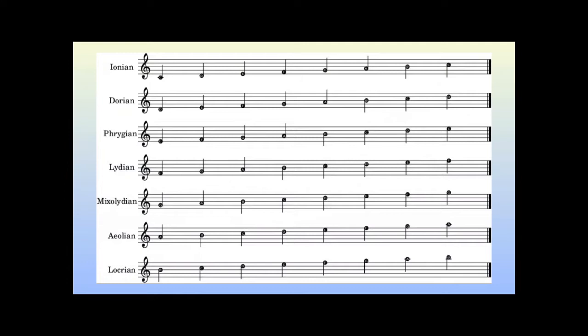The next scale is Dorian, which can go from D to D, but with the key signature of C major. Following that, starting on an E and ending on an E, we have Phrygian, followed by Lydian, Mixolydian, Aeolian, Locrian, and then we're back to Ionian.